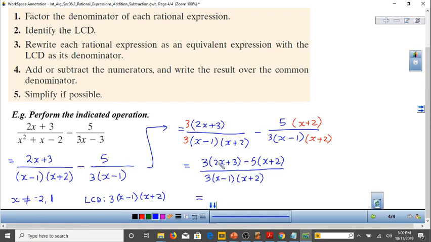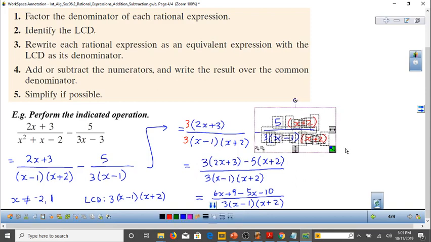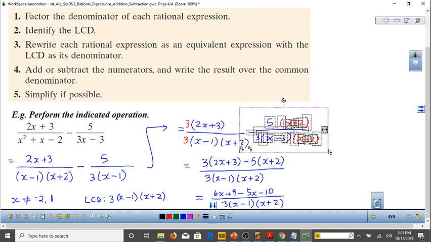Now, we distribute the 3, we get 6x plus 9. We distribute the -5, we get -5x minus 10. Be careful, be aware of your positives and negatives. I will not distribute the denominator. That would not be a good idea, because it could cause more problems later on when we may need to do some other simplifying. So we'll leave it in factored form. Factored form is our friend, so we need it to remain that way.